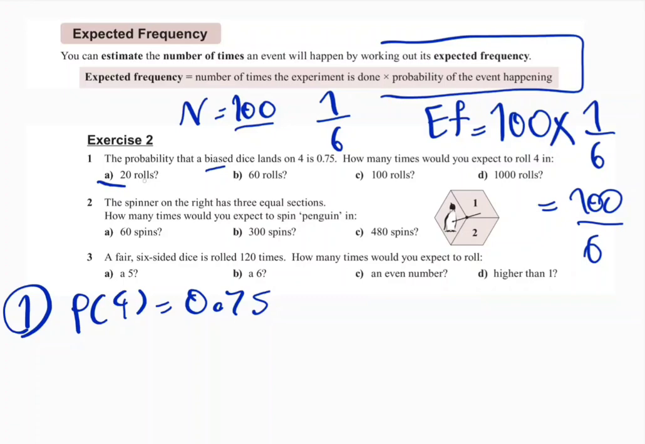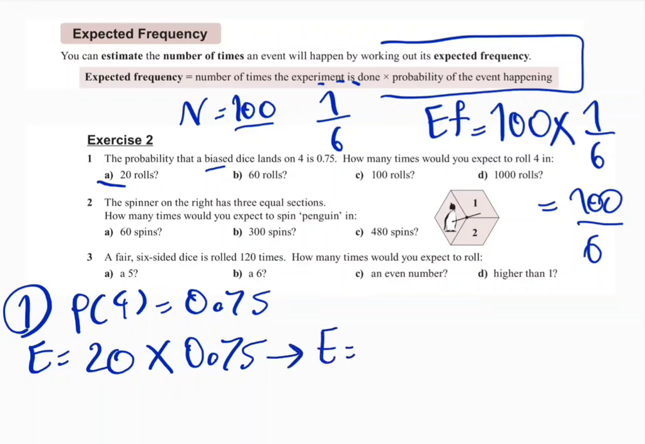Each part is giving us the total number of times that we do the experiment. In part A, we do the experiment 20 times, and we want to see how many out of 20 times we are going to get 4 when we roll that dice. Expected frequency is equal to the number of times the experiment is done times the probability of the event happening. So it's going to be 20 times 0.75, which is 15. So our expected frequency is 15, which means that when we roll this dice 20 times, we expect to get 4 for 15 times. That's the meaning of that.